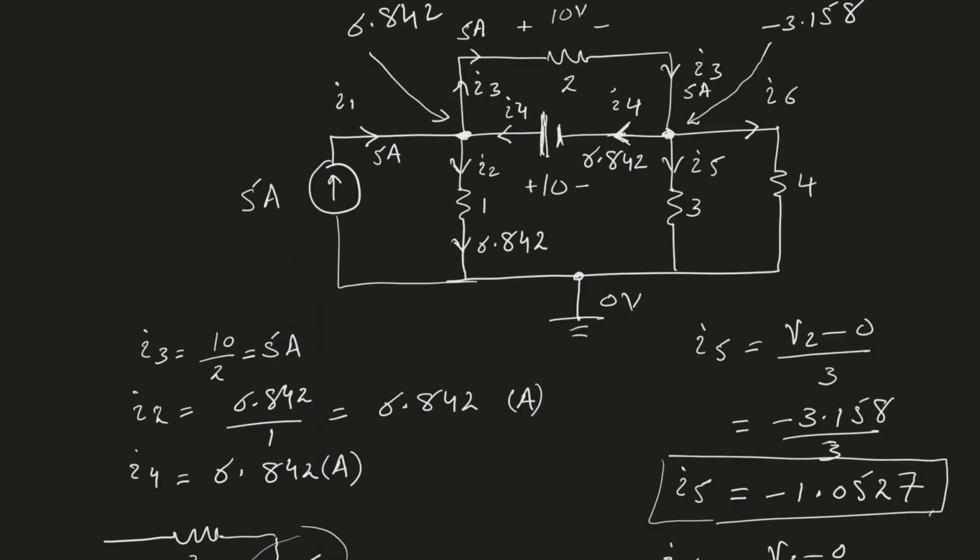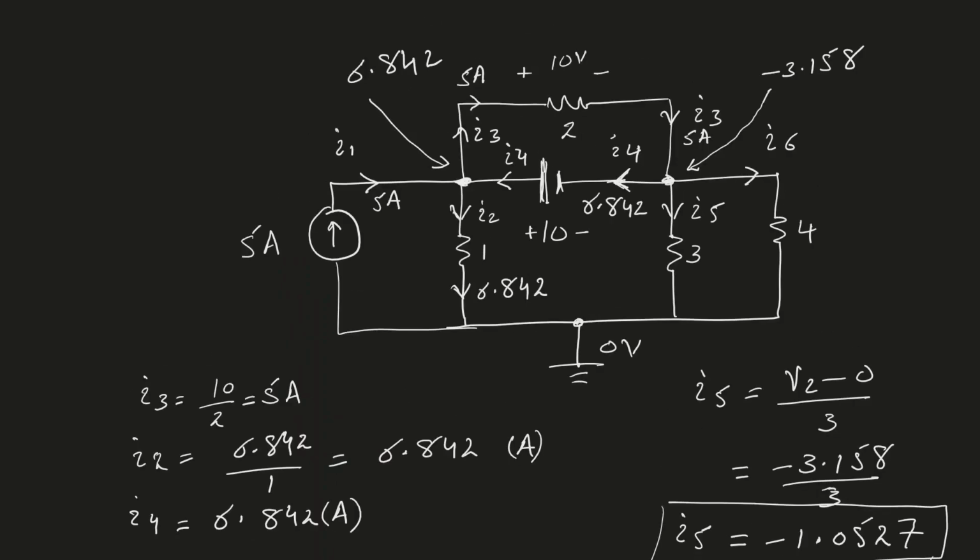So therefore, these voltages that we calculated using the super node, 6.842 at node 1 and negative 3.158 at node 2, are correct node voltages, and they satisfy all the KCLs and all Ohm's laws everywhere in each resistor. This completes our node analysis method.